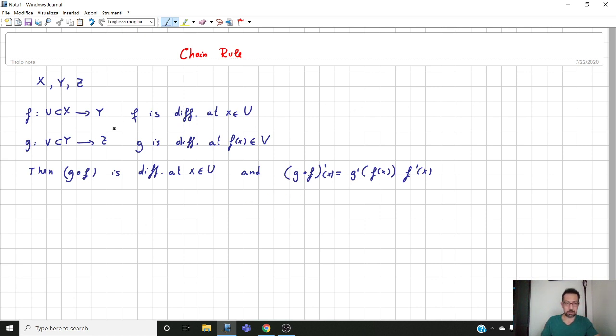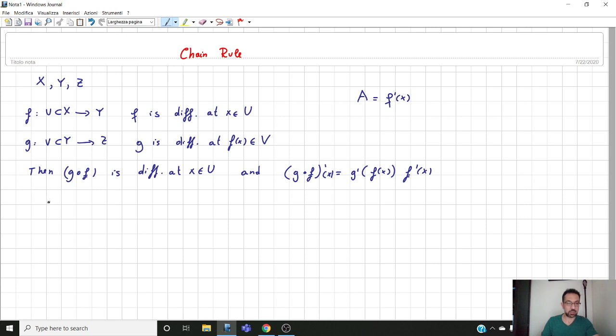Now, remember we said a function is differentiable if there exists this linear map. We call this linear map A from X to Y, such that the limit for h equal to 0 of the quantity we wrote previously is equal to 0. Now, this map A is usually written also as f prime of x, which indicates this concept of derivative of f at x. So we're going to use this notation.